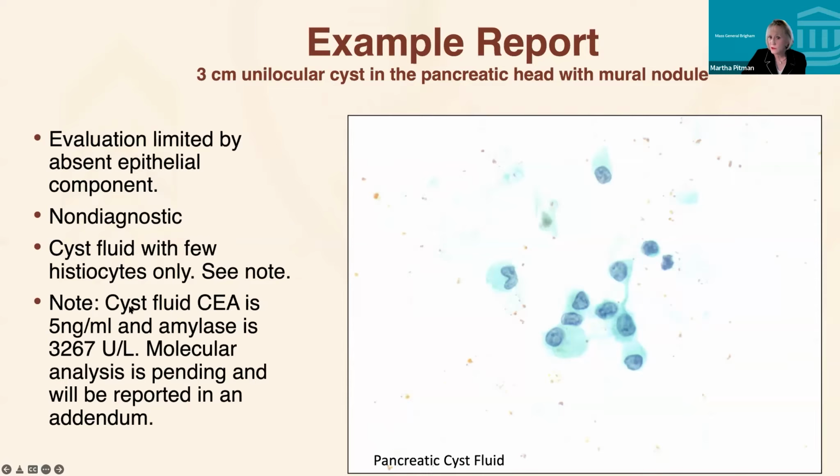So we have biochemical testing. We look that up for every single case in our laboratory information system. We see that the CEA is very low. The amylase is moderate, but that doesn't tell me anything about the cyst. I can't classify it one way or the other. I know I have molecular testing pending, but I'm not going to get it for 2 weeks, so I can't say anything about this cyst fluid. It's non-diagnostic. But I alert the clinical team that there is molecular testing pending and they can look it up. It may be informative.